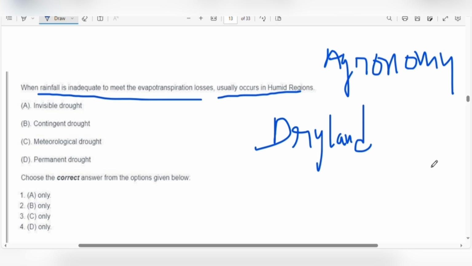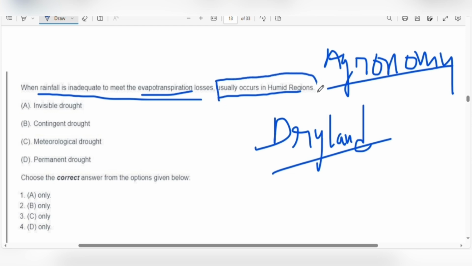Everywhere you can find about the drought, and also if you find some good quality notes from many universities, there also you can find this. So you have to be very thorough about your agronomy, about dryland agriculture, watershed management, water management. These portions of agronomy are very, very highly important for your JRF. And here the question says, when rainfall is inadequate to meet the evapotranspiration loss, usually occurs in humid regions.